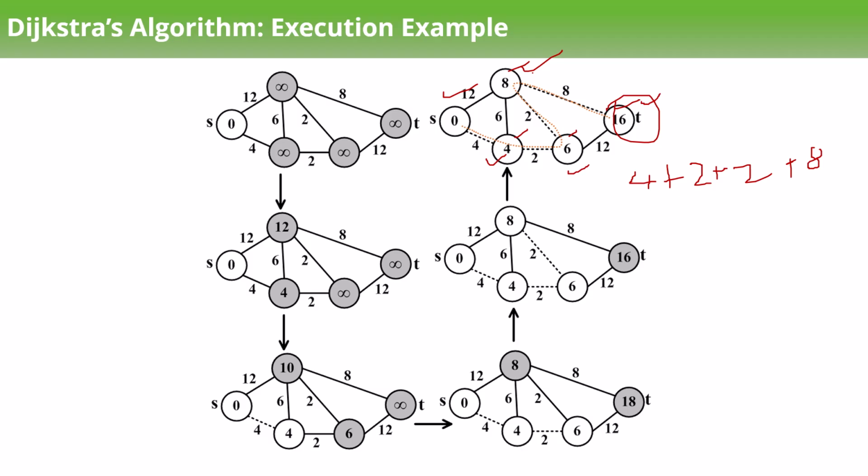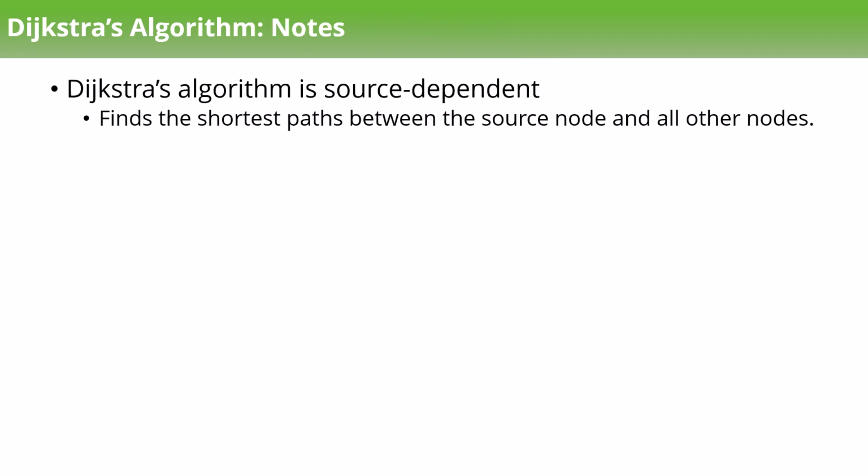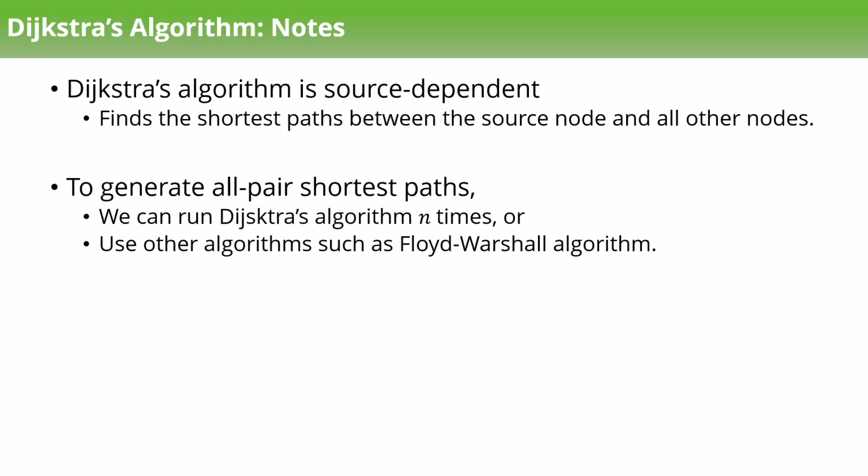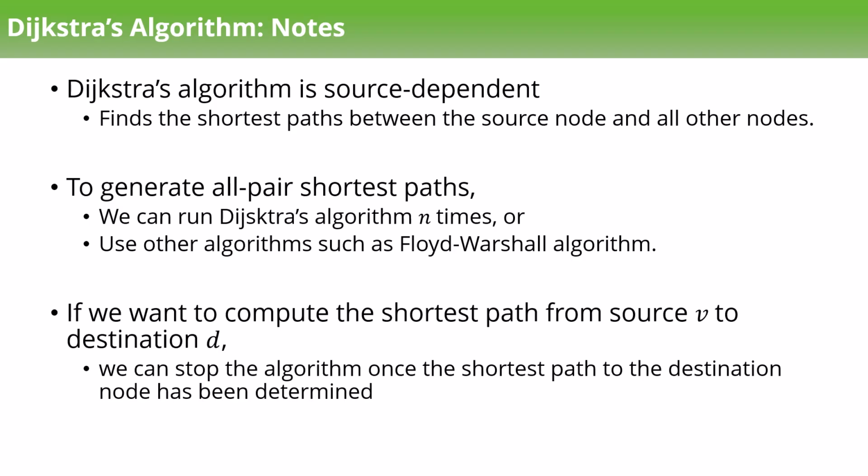So this is the execution of Dijkstra's algorithm. Dijkstra's algorithm is source dependent, finding the shortest path from the source to all other nodes. To generate all pair shortest paths, we can run Dijkstra's algorithm n times, or use other algorithms such as the Floyd-Warshall algorithm. If we want to compute the shortest path from source V to destination D, we can stop the algorithm once the shortest path to the destination node has been determined.